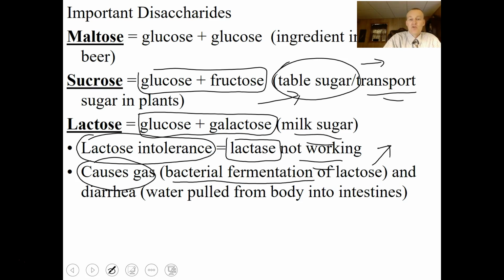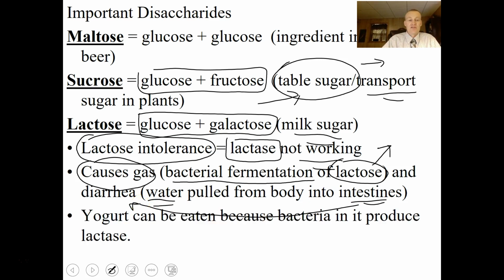But when you have lactose just sitting around your intestines, it actually draws water or pulls water out of your body and puts it into the intestines, causing you to have diarrhea, which is very unpleasant. Diarrhea, rhea means to flow or gush. That's the root of that particular word.